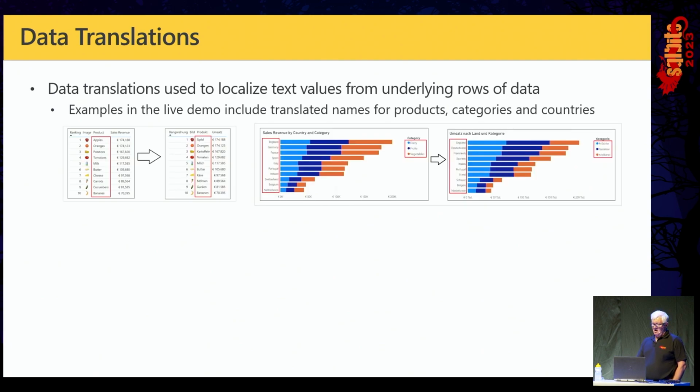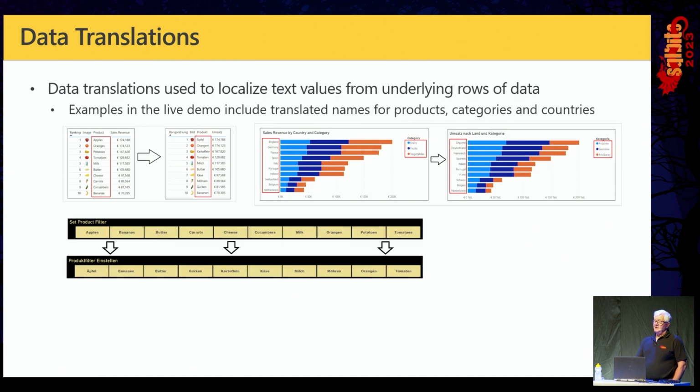Okay, and finally, there is data translations. So just the name of products, the name of categories. They're going to show up in tables. They're going to show up in legends, in axes and things like that. If you're going to use slicers, once again, what's in the slicer? It's text values from the underlying data source, so once again, that falls into the data translations.